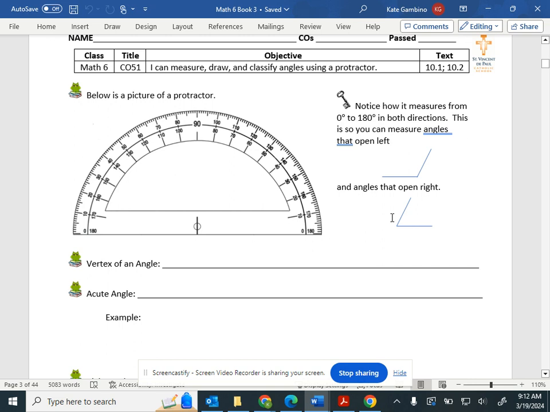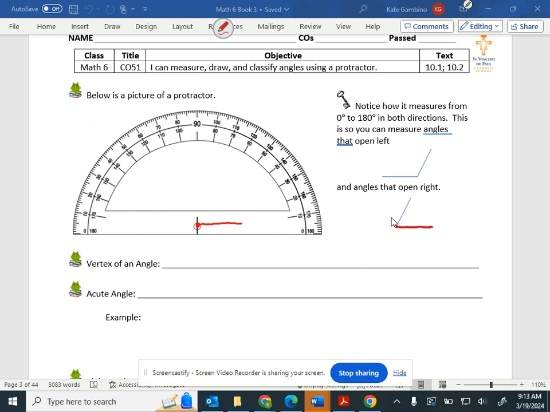Morning. Today we are reviewing Unit 7. So our first objective is CO51, using that protractor. Remember, using the protractor, we need to make sure we are lining up the vertex of our angle right in the middle right here. Then you look at which way the bottom line is pointing.